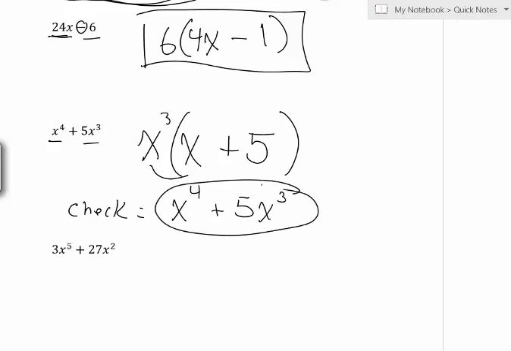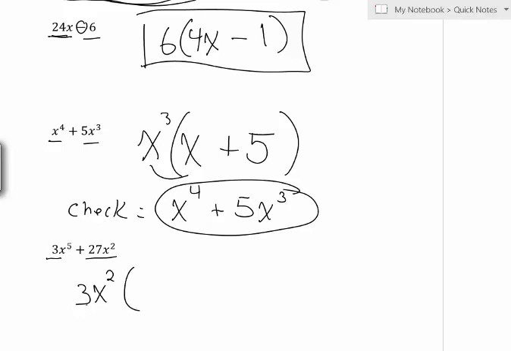Okay, great. Let's try the same thing with the next problem. 3x to the fifth plus 27x squared. Okay, so I know I can take a 3 out of both of them because 3 goes into 3 once and 3 goes into 27 9 times. And between x to the fifth and x squared, I know I can take out an x squared.